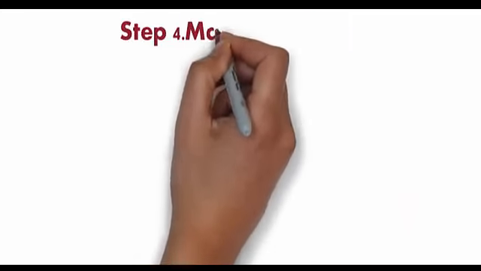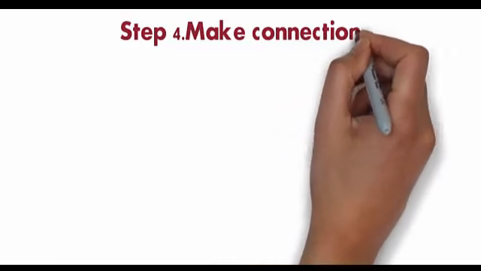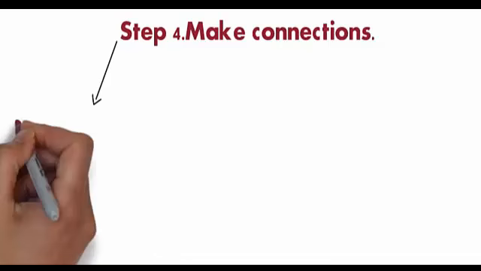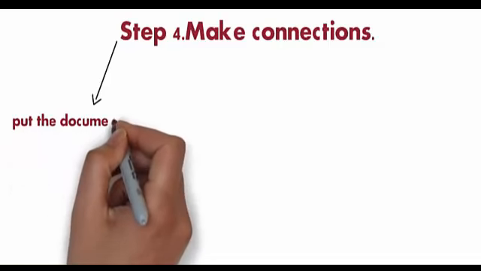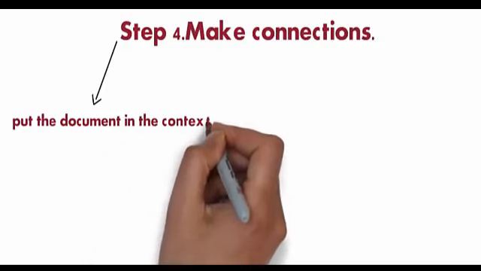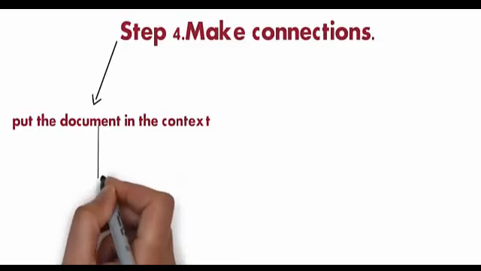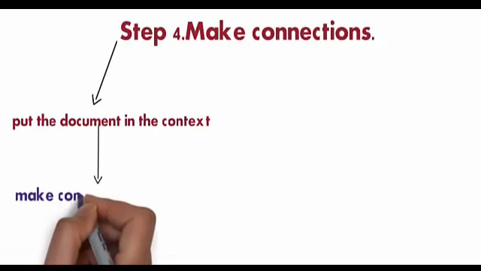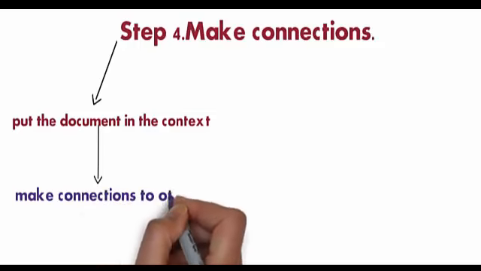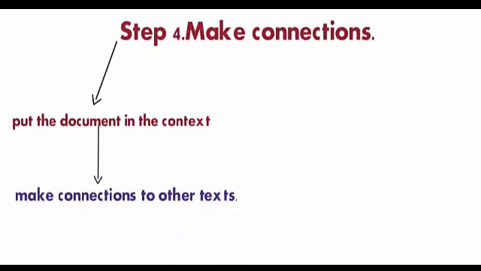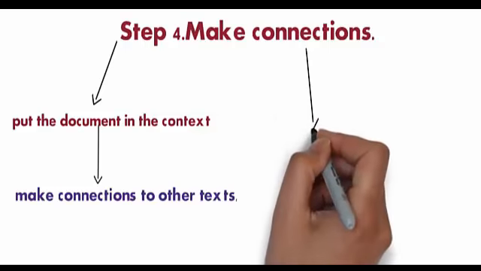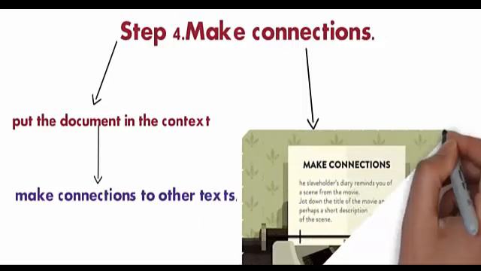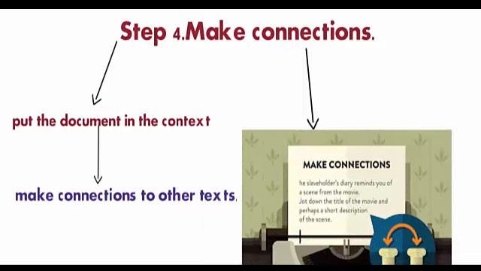Step 4. Make connections. It's important to put the document in the context of other things you know. You can try to make connections to other texts, lectures, especially if you're analyzing the source for a class, your own life, or current events. Perhaps you saw the movie 12 Years a Slave. The slaveholder's diary reminds you of a scene from the movie. Jot down the title of the movie and perhaps a short description of the scene.